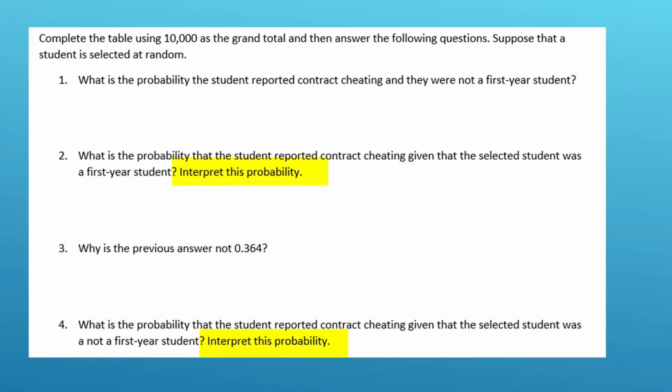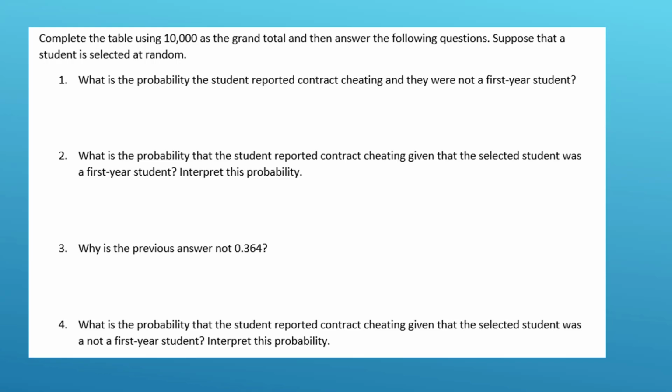And lastly, we want to make sure that they're interpreting probabilities and they can put the language back into the context of the problem. So don't let them get away with just saying, what is the probability? And it's a 0.15. 0.15, what does that mean in the context of this problem?